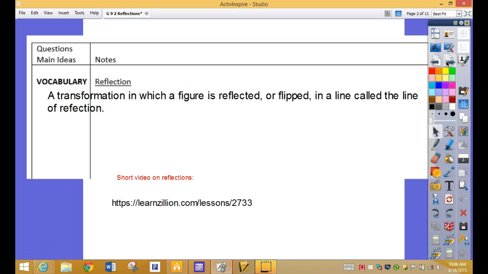Reflection. A transformation in which a figure is reflected, or you know it as flipped, in a line called the line of reflection.